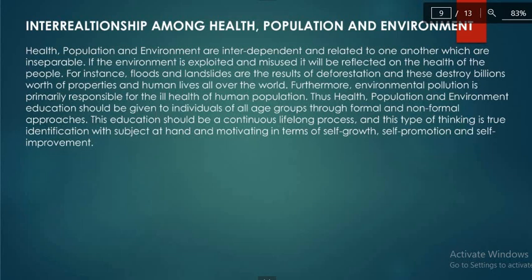If there is an effect in one aspect of health, population and environment, then the other two also will be affected by that. So this is the interrelationship between health, population and environment. This education should be a continuous lifelong process, and this type of thinking is true identification with the subject at hand and motivating in terms of self-growth, self-promotion and self-improvement.